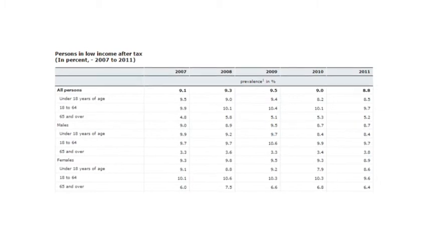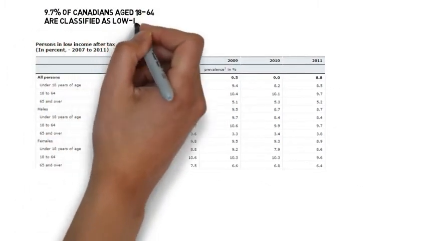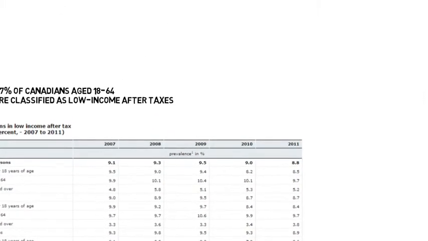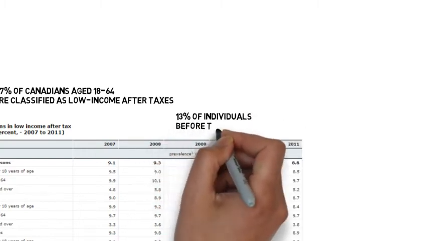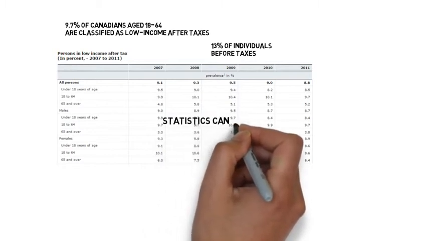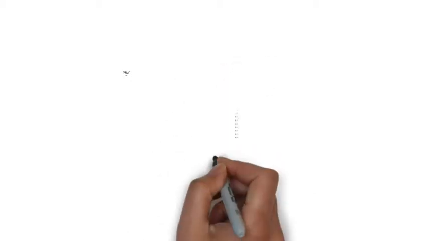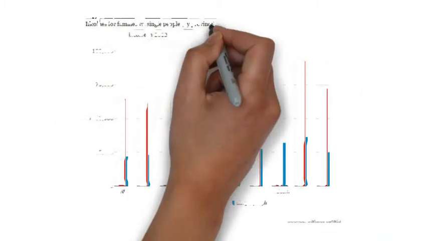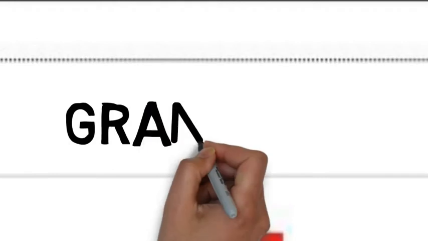If 20.9% of Canadians are educated, does this indicate that the remaining 79.1% of Canadians are uneducated, are not successful, and are living in low income? Statistics Canada reported in 2011 that 9.7% of Canadians aged 18 to 64 are classified as low income after taxes, and 13% of individuals before taxes. Low income is determined according to marital status, single versus family, and separated by province. It is based on after-tax incomes of each provincial median.